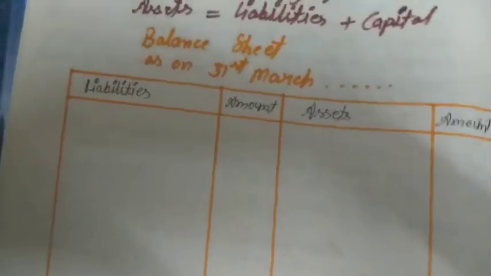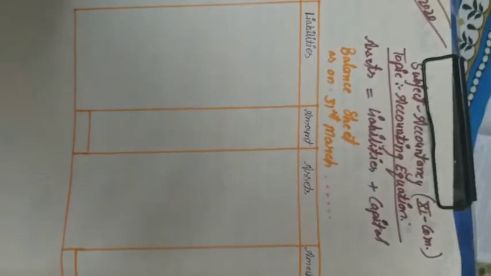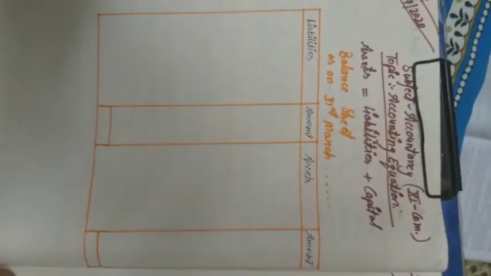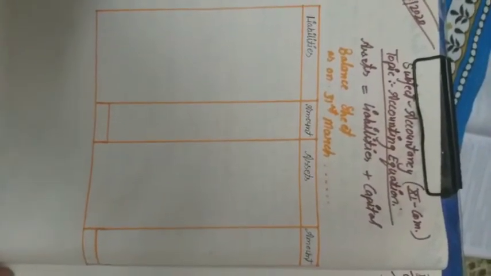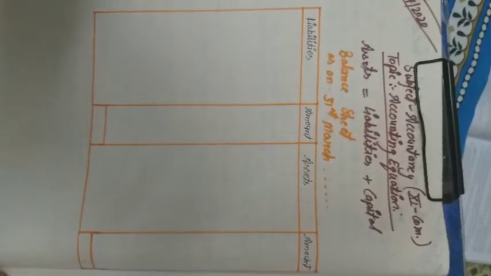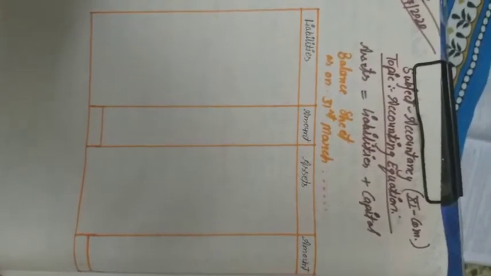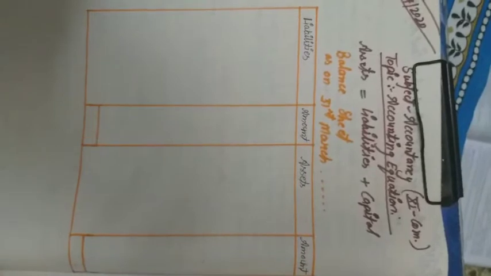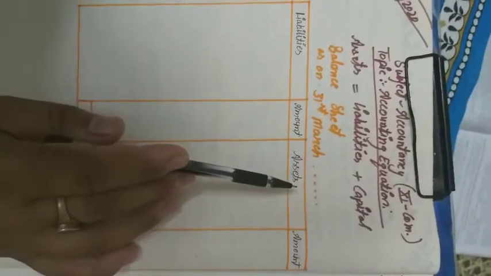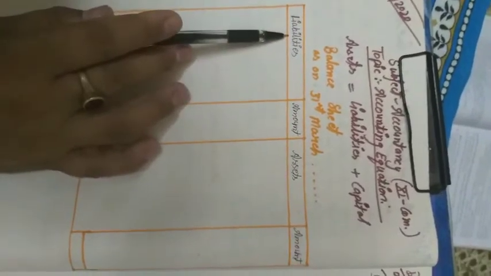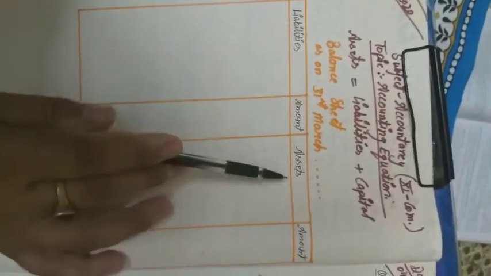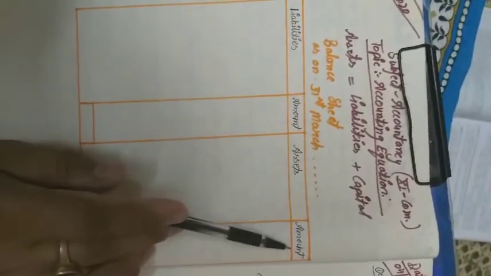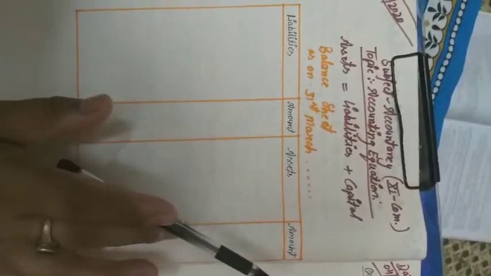So I am showing you the complete format of this balance sheet and what terms will come in it. This is the complete format, if you are able to see. At the top, balance sheet, and then as on 31st March; I will mention the date on which I am preparing the balance sheet. Then on the left side it is liabilities, then amount, assets and amount. No debit or credit is mentioned at the top of this format.